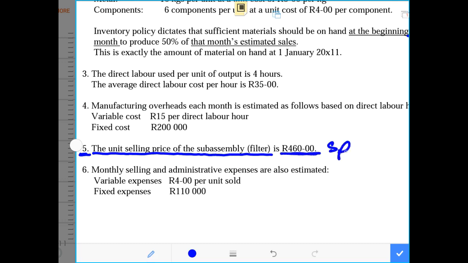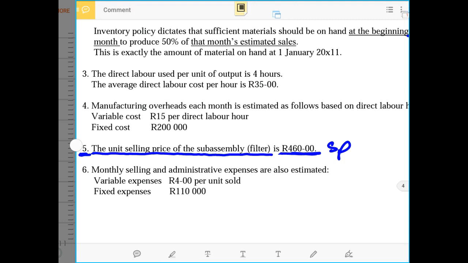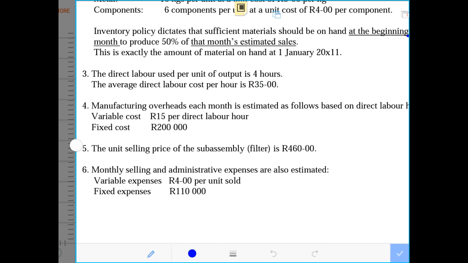So now this is the selling price, and that selling price can help us when we calculate the sales budget. Then under number 6, monthly selling and administration expenses are estimated as follows. We are given our variable selling and admin, which is 4 Rand per unit sold. And remember, these variable overheads are per unit sold. That means for every unit that we sell, we incur 4 Rand of the selling and admin expenses.